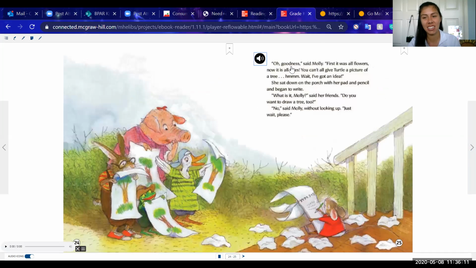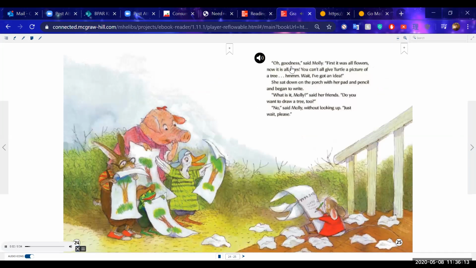"Oh, goodness," said Molly. "First it was all flowers, now it is all trees. You can't all give Turtle a picture of a tree. Wait, I've got an idea."